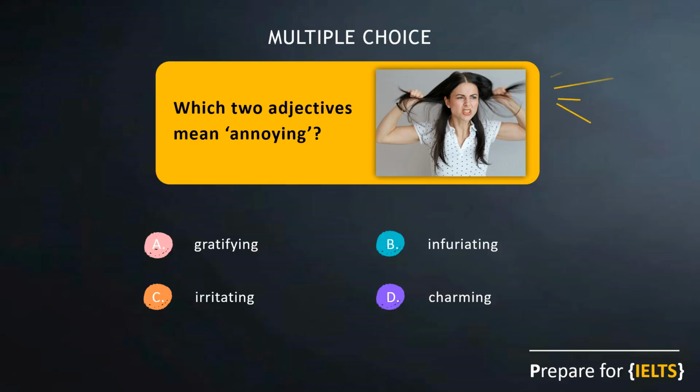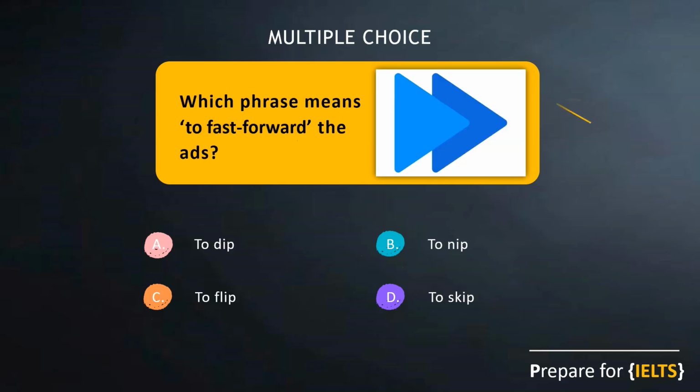Which two adjectives mean annoying? Infuriating and irritating. Infuriating, irritating. Which phrase means to fast forward the ads? To skip the ads.